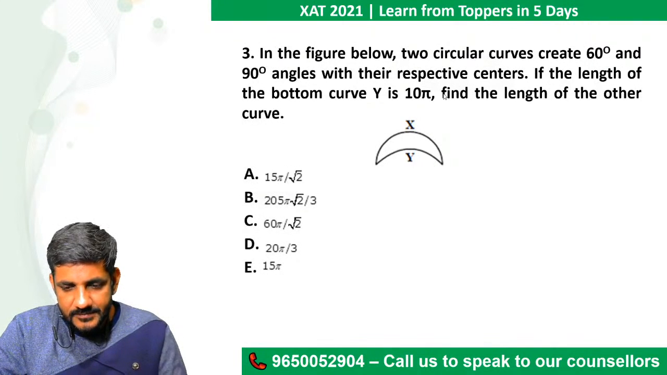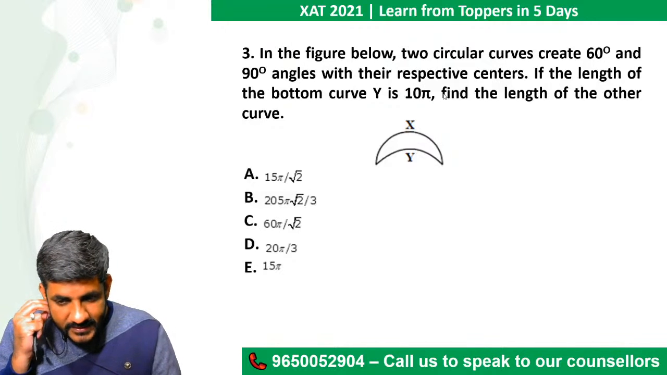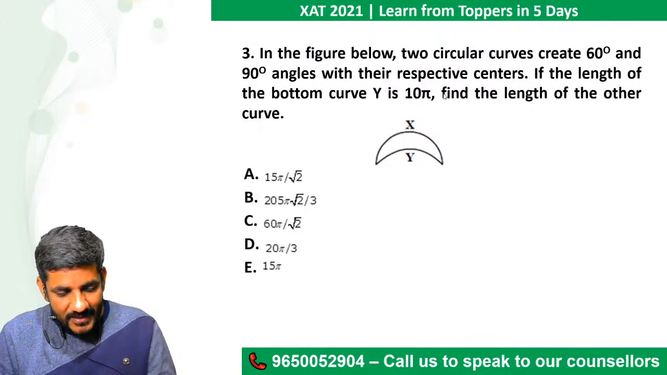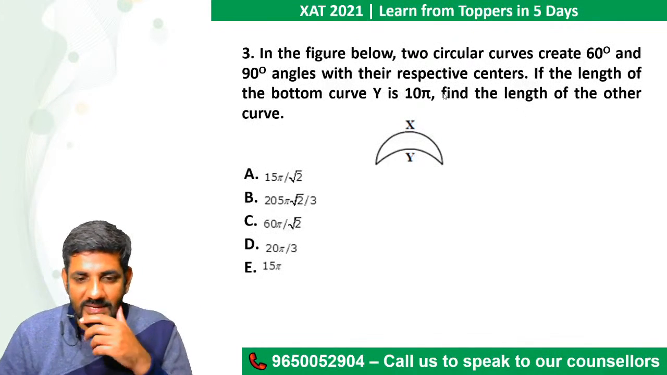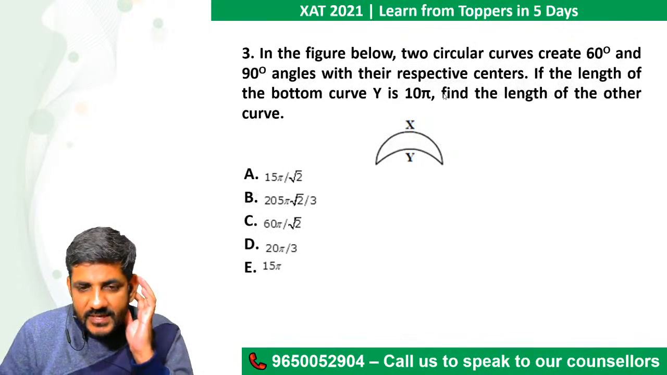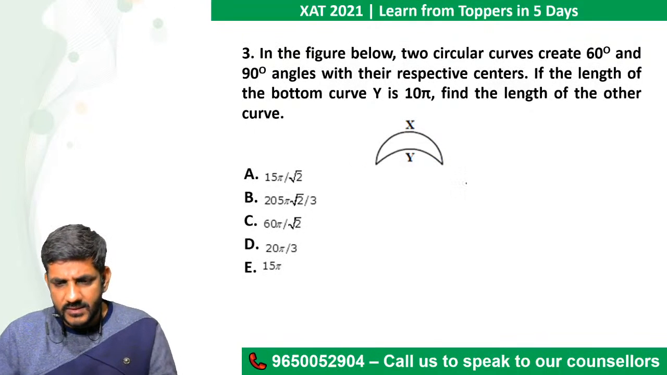Let's discuss this. Srivastav says this might be the hardest in Z. Possibly. I didn't even try it, Srivastav. We can try it later, but for now it's not even worth looking at. In the figure below, two circular curves create 60-degree and 90-degree angles with their respective centers. If the length of the bottom curve y is 10 pi, find the length of the other curve.